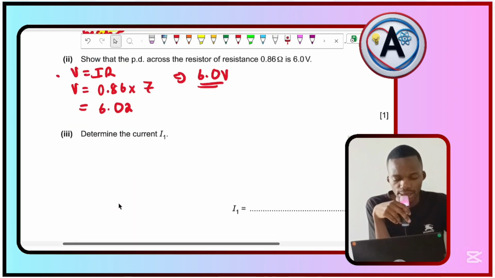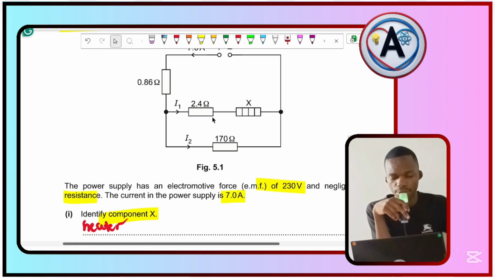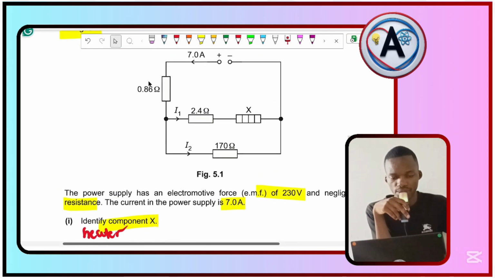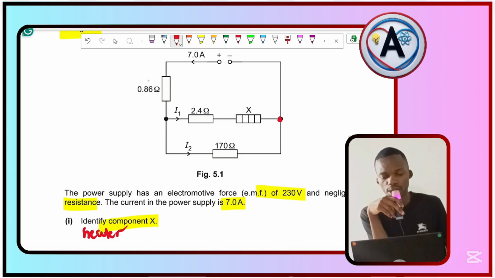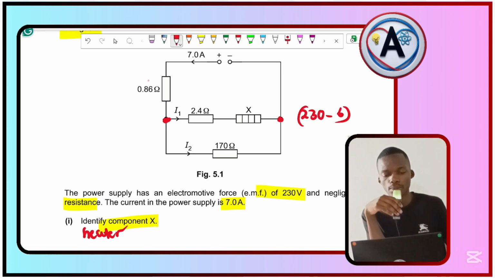Okay. Determine the current I1. Current I1 is the current going through that thing. So 6 volts has gone to this resistor. So for this whole combination, I'm left with 230 minus 6 to share amongst this and this. You know that if things are in parallel, they're going to have the same amount of voltage. So 230 minus 6, that's 224. So across this component, this setup, you're going to get 224.